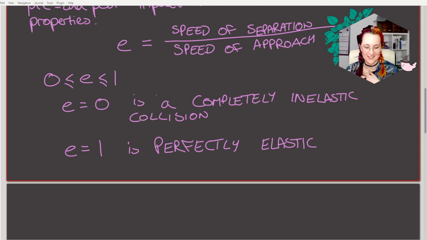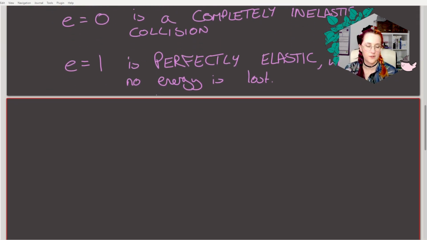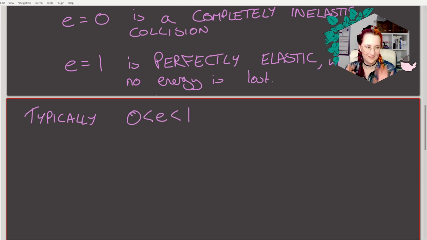Yeah, so in a perfectly elastic collision, there is no energy loss, right? The speed is the same on both sides, and as we know, if the speed changes, the kinetic energy changes, so some energy is lost in some way, shape, or form. Where no energy is lost. And now, obviously, both of those examples are very, very specific, so typically E doesn't really tend to touch those two end cases. They're sort of the extreme values.